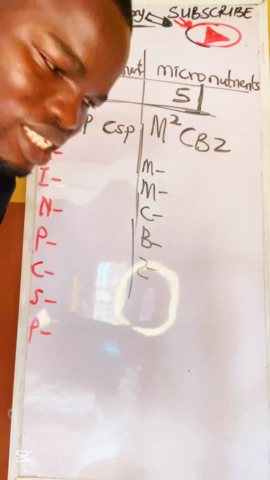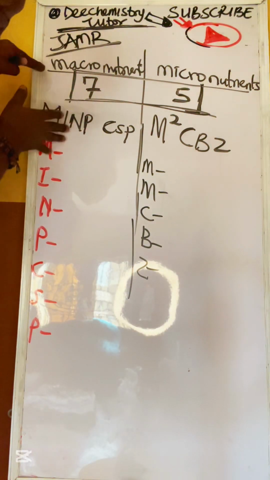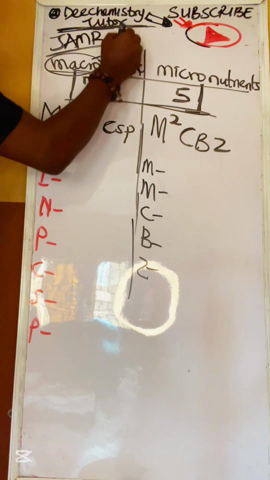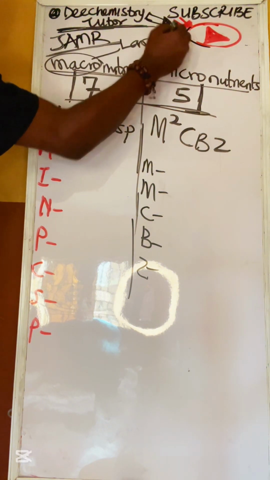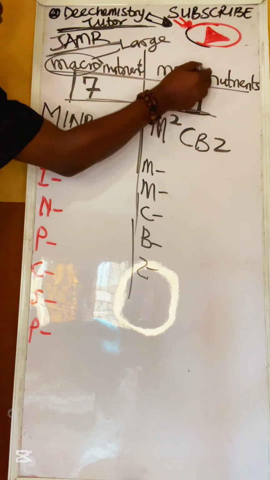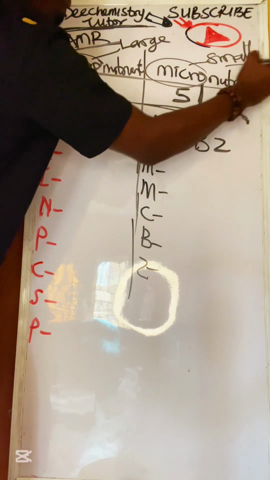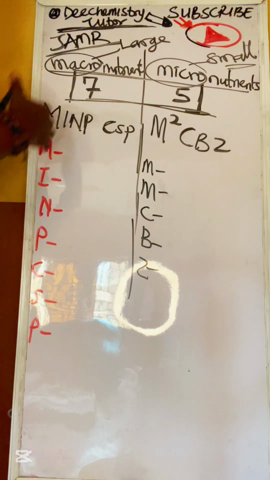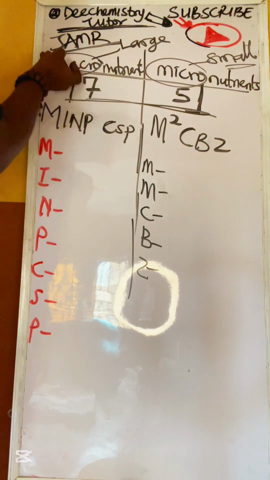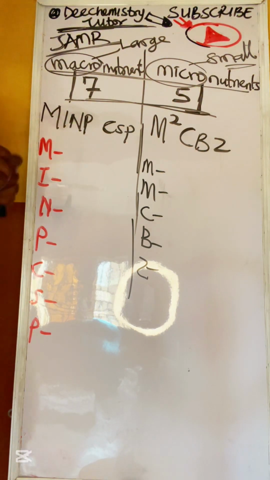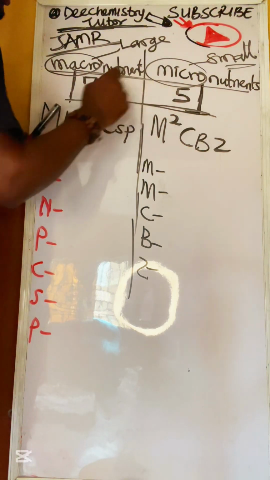But you have to also understand that there are 7 macronutrients. Now, when they mean macronutrients, these are large nutrients. Macro. Micro, they are small. They are needed in small quantity. Like this one is macro, they are like bigger ones. Now, there is a way to know that. You must also note that macro, they are just 7, while this one they are just 5.